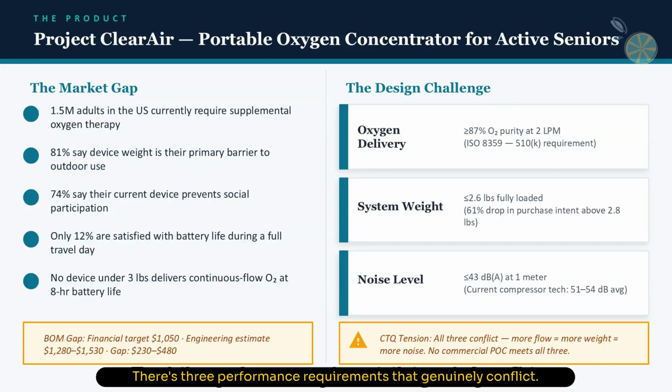Third, there's 3 performance requirements that genuinely conflict. Oxygen purity at or above a certain level and flow rate, that's the clinical floor. The total system weight, that's Margaret's mobility threshold. And noise levels are for dignified use in public and uninterrupted sleep. You cannot fully optimize all 3 simultaneously. Every design decision moves the needle on at least 2 of them.